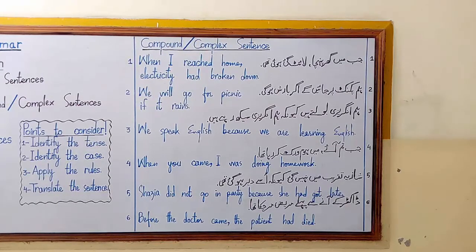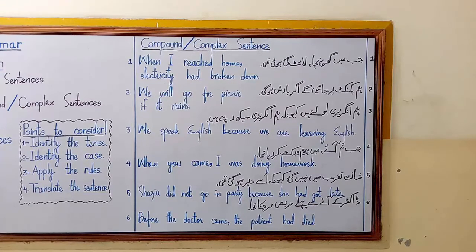Okay? पहले मरीज का इंतकाल हुआ, उसके बाद डॉक्टर आया. तो कह रहे हैं ना, डॉक्टर के आने से पहले मरीज मर चुका था. तो पहले कौन सा काम हुआ था? मरीज मर चुका था. The patient had died. ये past perfect में जाएगा. डॉक्टर के आने से पहले, before the doctor came, the patient had died. It's very simple. Before the doctor came, the patient had died.